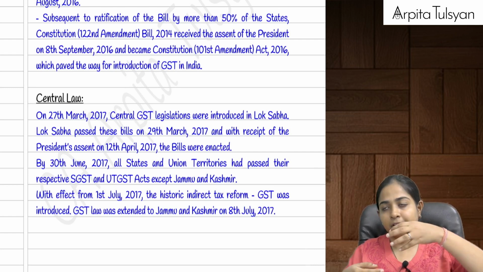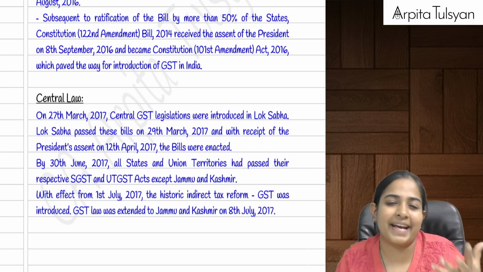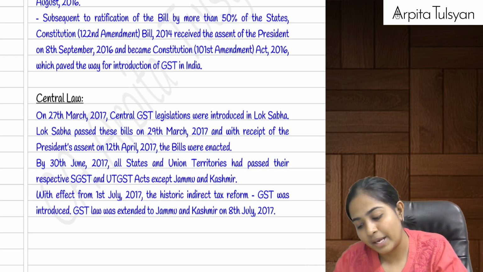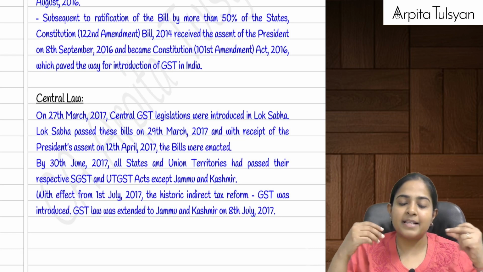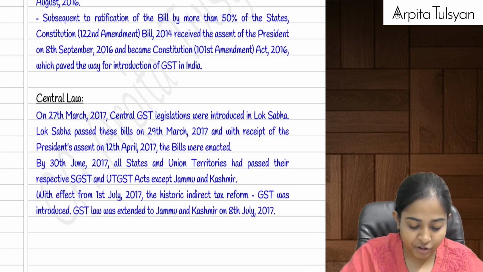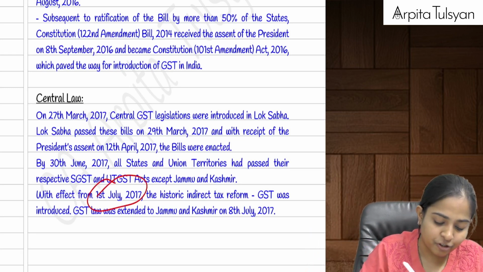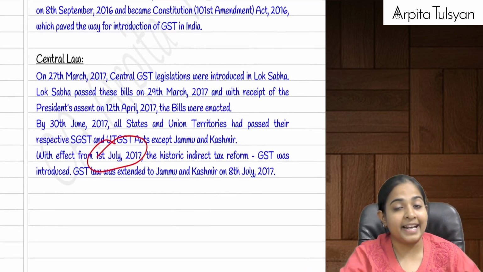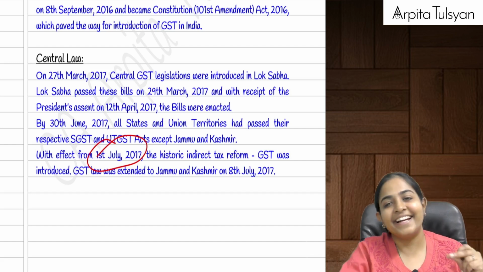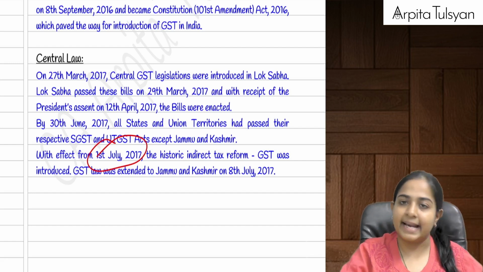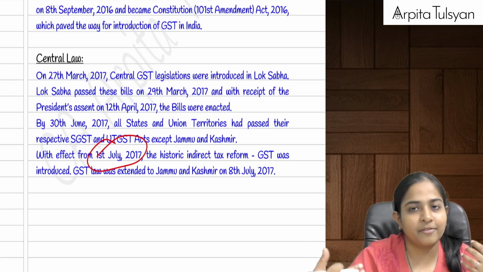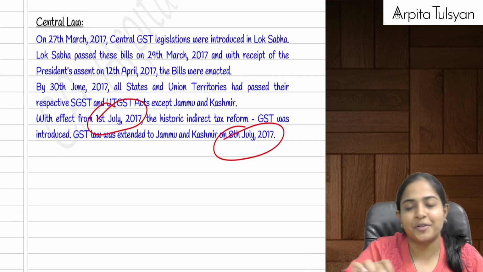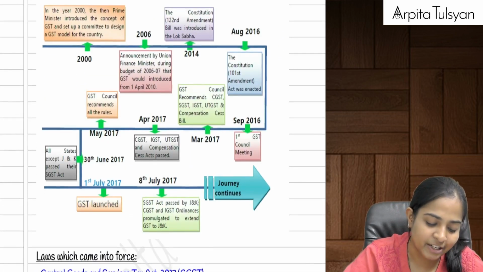Just like you must have heard about SGST, state GST and UT GST. So they passed their own legislations, and then it came into picture. And with effect from 1st July 2017, this GST law came into picture. Indirect taxes reform was done, and except for Jammu and Kashmir, and within a week's time, that is by 8th of July 2017, this law was even extended to Jammu and Kashmir.